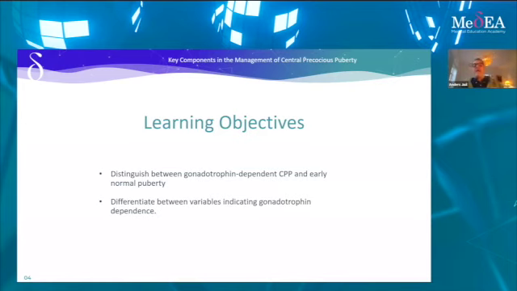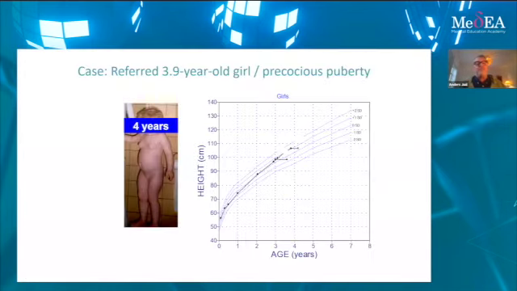And these are, again, the learning objectives that you saw just before. Hopefully, by the end of my talk, you will have my view on how to distinguish between gonadotropin-dependent precocious puberty and early normal puberty, and also which variables we can use to make this distinction for whom to treat with GnRH analog and whom not to treat.